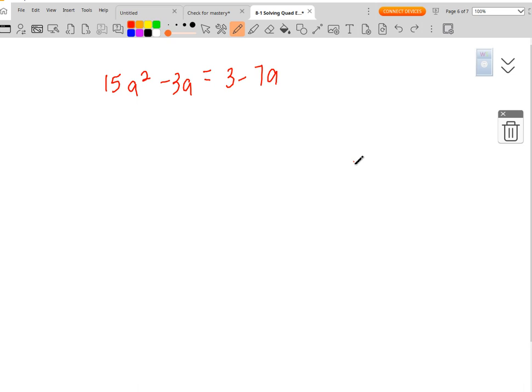We need one side equal to 0. We always want that squared term to be positive, or factoring is always easier. So if this is here, we're going to move all of this over here. So how are we going to move the 3 to the other side? What will we do? Minus 3. Minus 3. So let's do that. Minus 3 and minus 3. So 15a squared minus 3a. I can't take the 3 from these two because they're not like terms, so it's just minus 3. Now that's equal, that goes to 0, and that's equal to negative 7a.